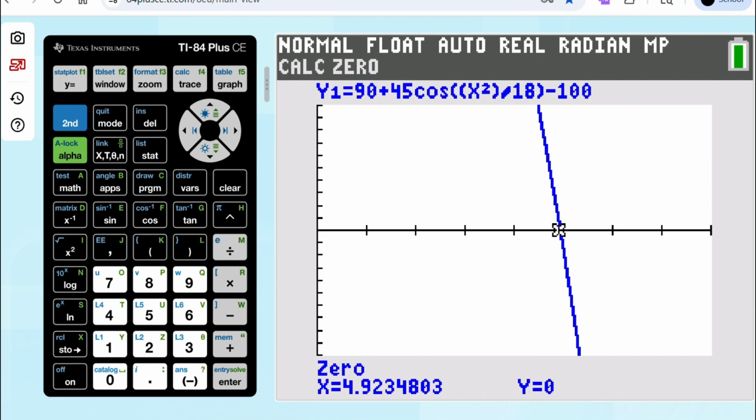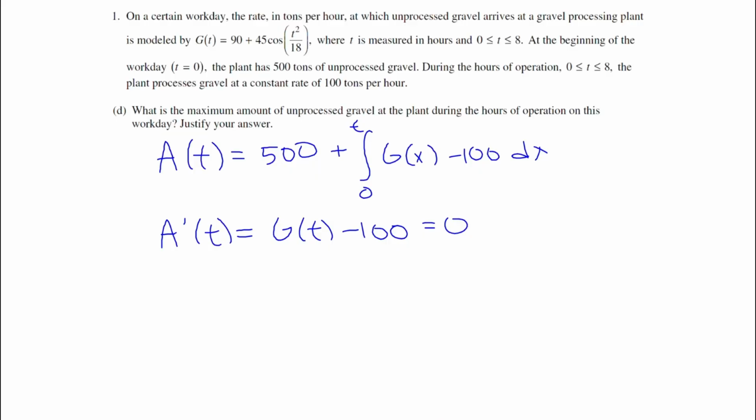And you get 4.9234803. So we can go back here and say that this is true when t is equal to 4.9234803. And they want you to justify your answer about what the maximum amount is. And you have two options here. And we know when the maximum could occur. It can occur at this critical value of 4.9, or it could occur at the endpoints of 0 and 8.